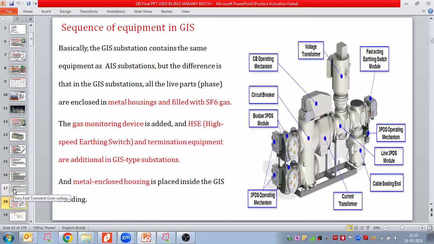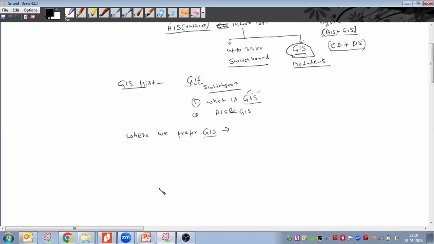Am I clear so far? Am I clear? So, what is external VFTO?